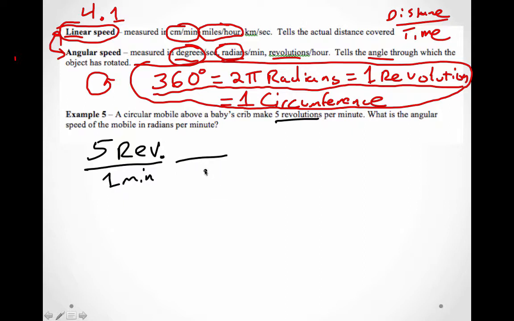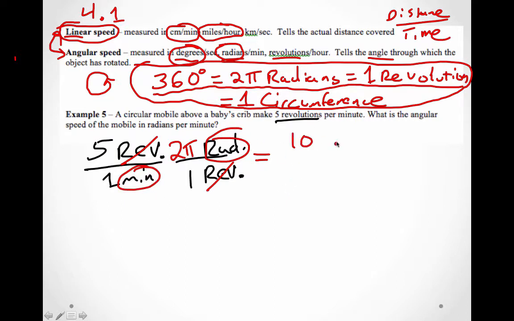All I need to do is get rid of revolutions and move to radians. Here's my revolutions, there's my revolution. 1 revolution, 2 pi radians. My answer is revolutions cancel out. I'm left with radians per minute. 10 pi radians per minute. That's it. Isn't that wonderful? Dimensional analysis. What a wonderful, wonderful tool.